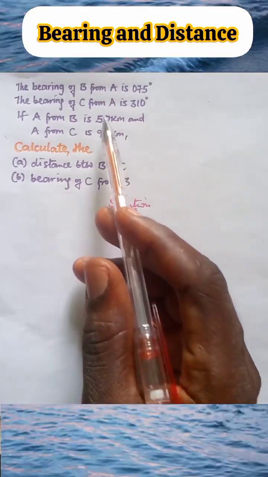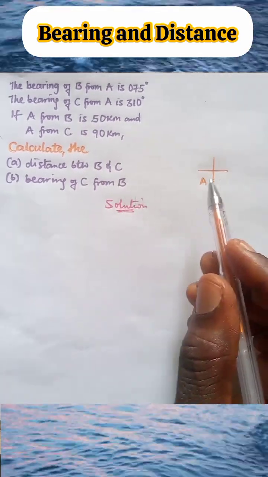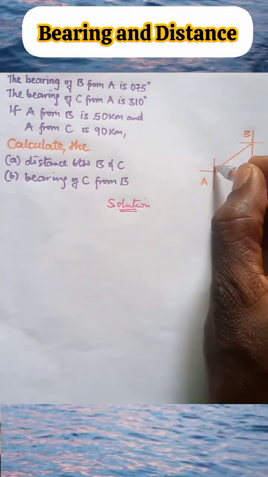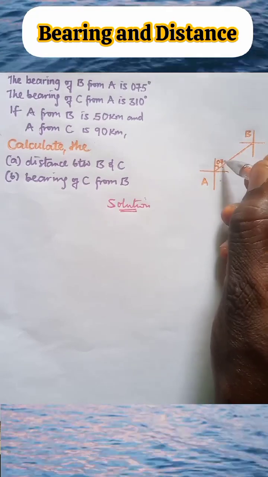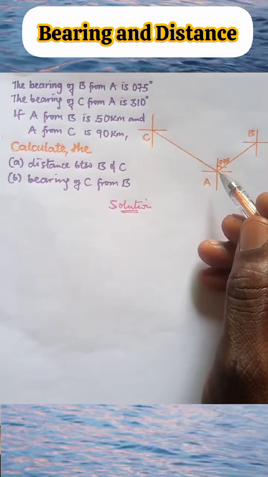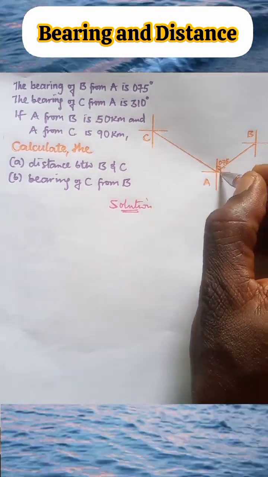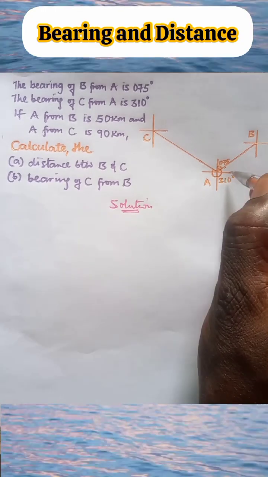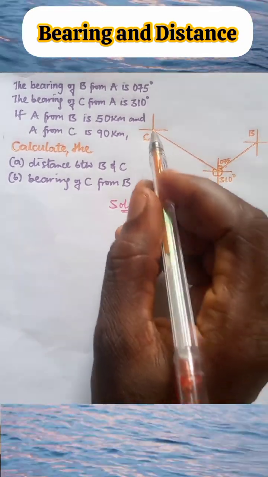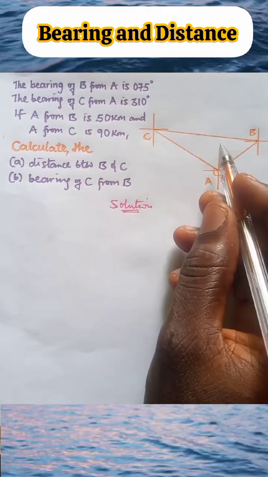Now, we are going to represent this information in a bearing diagram. We have our point A here, and this is point B. We are told that the bearing of B from A is 75 degrees. And we have our point C, which is here. The bearing of C from A is 310 degrees. Now, we are to calculate the distance of C from B, which is this distance here.